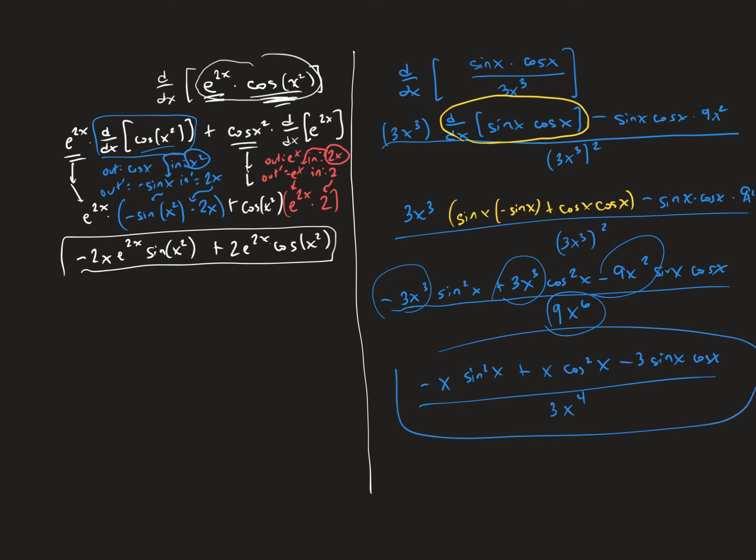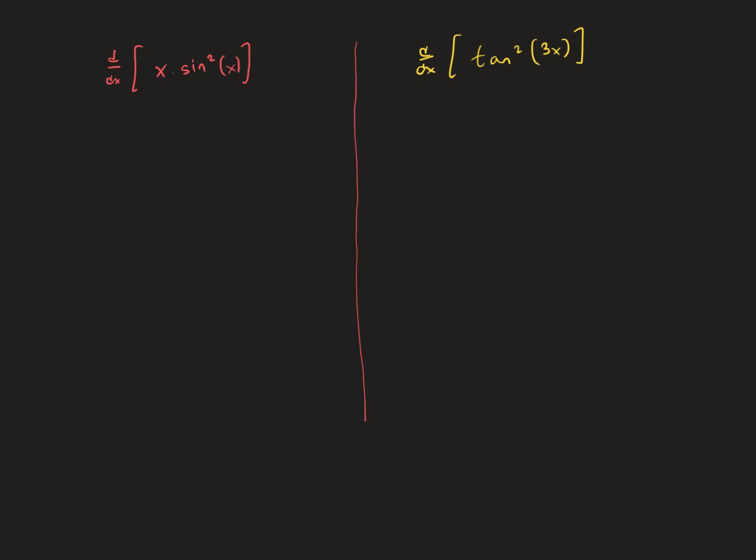All right, on the next screen, I've given you two problems to work on, and I'm going to ask you to pause the video and work on the red problem, and when you're done, unpause it, and the work for that derivative will appear, and then do the same thing with the yellow problem. Now, before we get started, I just want to remind you that when you have sine squared of x or tangent squared of 3x, that means the same thing as that. All right, so pause the video, try that derivative, and see how you do.